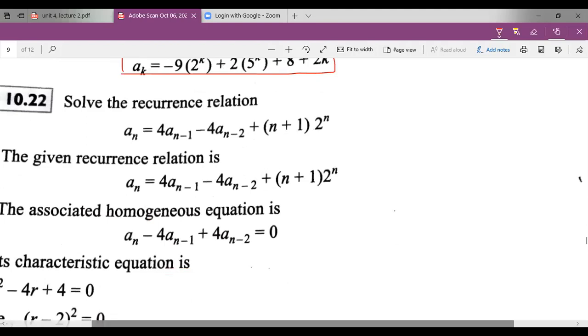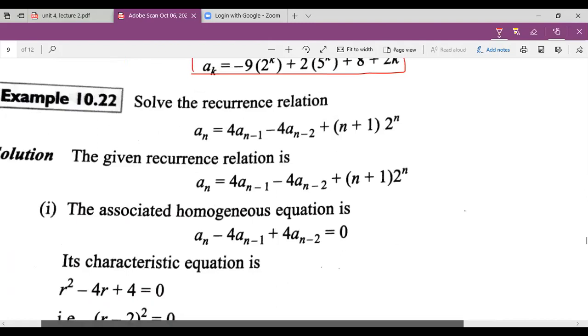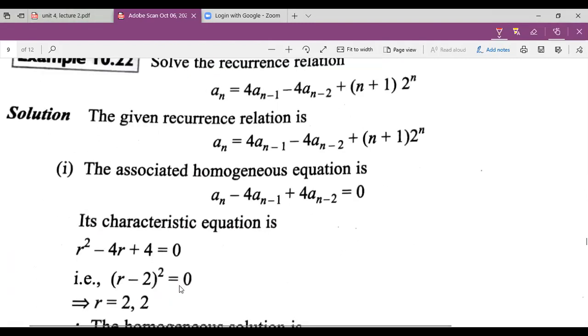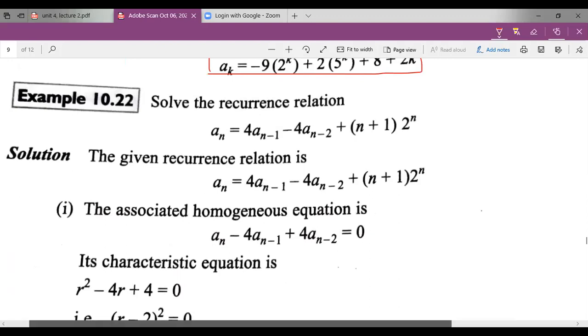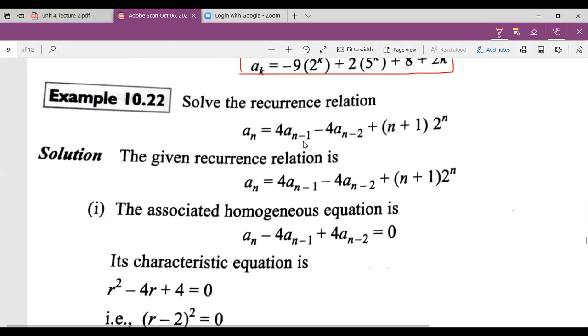Solve the recurrence relation a_n is equal to 4a_(n-1) minus 4a_(n-2) plus (n plus 1) into 2 power n. Okay. So the RHS term of the given recurrence relation is (n plus 1) into 2 power n. So first we find the homogeneous solution. For that we consider the homogeneous equation for the given non-homogeneous equation, that is a_n minus 4a_(n-1) plus 4a_(n-2) is equal to 0.